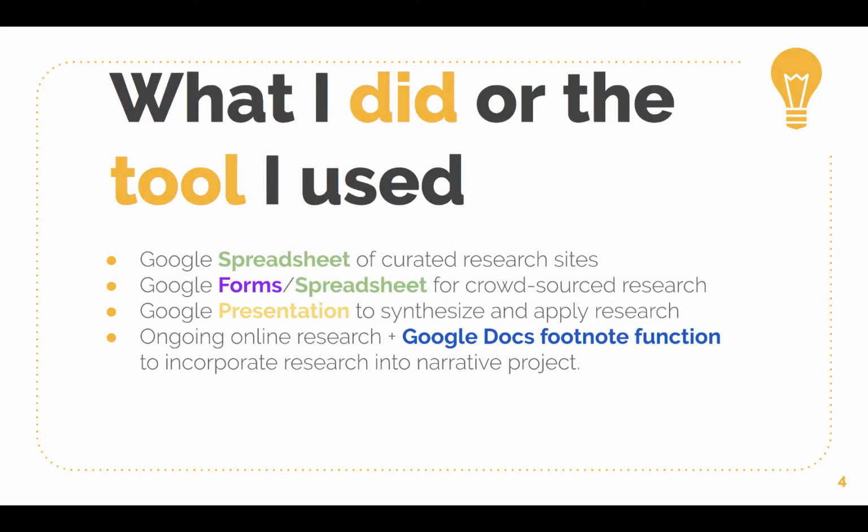The tools we used were all through Google. They're very simple, and we did them in 4 steps. We started with a Google spreadsheet where we collected curated research sites for students to explore. Then we had students submit a Google form, which populated a spreadsheet with crowdsourced research. Then students created a Google presentation as a visual multimedia way to synthesize and apply that research. And then as they wrote their pieces, they did ongoing research online and incorporated that research into footnotes in their Google Docs. Let me show you what that looked like.